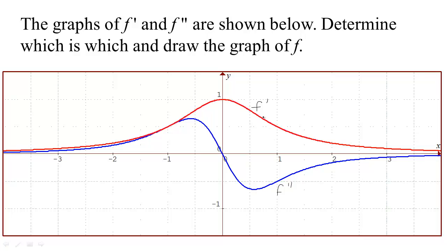So here, if the red were the derivative of the blue, then there's a level spot here. It would have to be crossing through the x-axis. Okay, so the first part's determined. I know which one is the first derivative and which one is the second derivative.